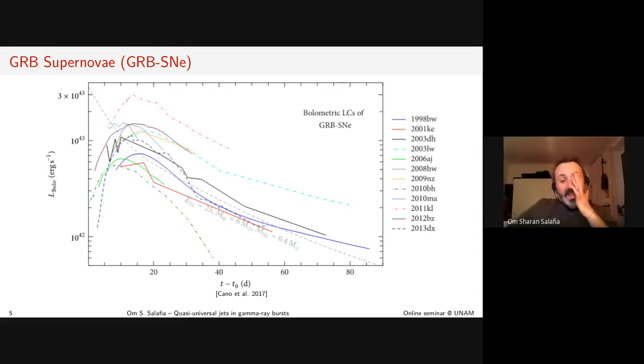So in this collection, what is striking is that the light curves are all pretty similar to each other, and especially the peak luminosity spans a factor of a few. So this points to very similar progenitors, which produce very similar explosions.